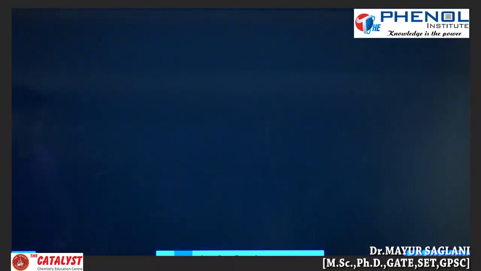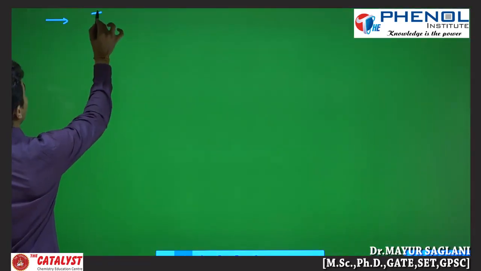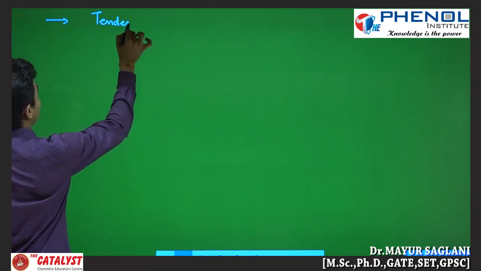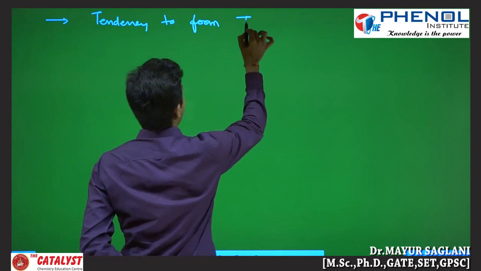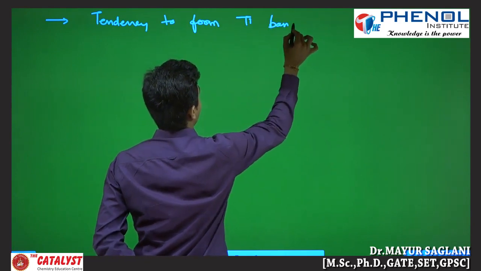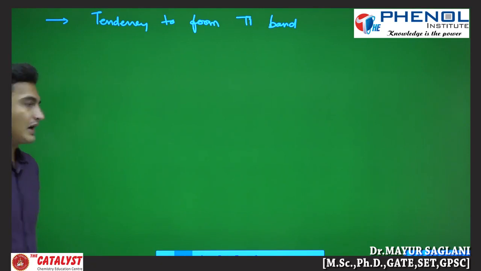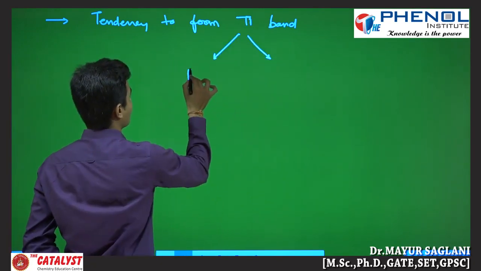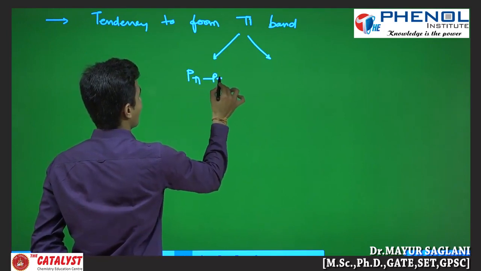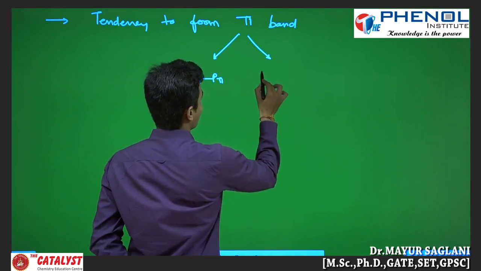the tendency to form pi bonds. Okay, tendency to form pi bond. Now if you see, pi bonds are of two types. Either it would be a p pi p pi bond, or it would be a p pi d pi bond.